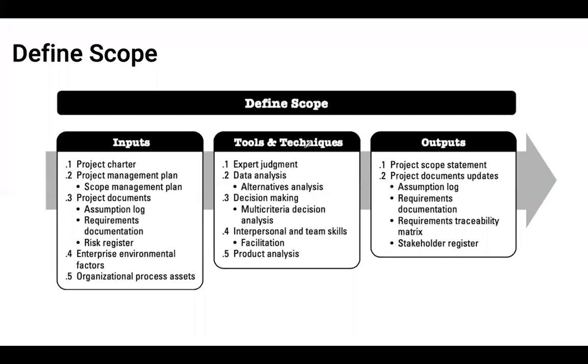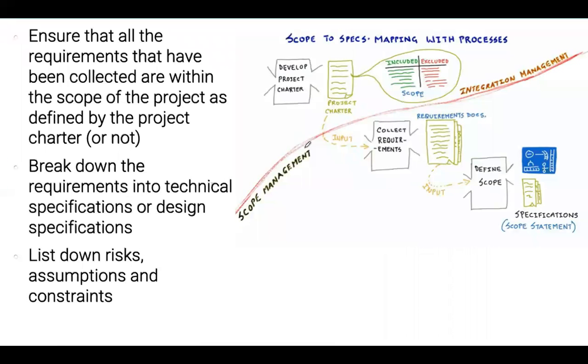So, when we produce and define scope, when we carry out the process of scope definition, we are ensuring that the requirements are within the scope. We have the requirements converted into technical specifications, and then we're going to list risks, assumptions, and constraints, which is nice.